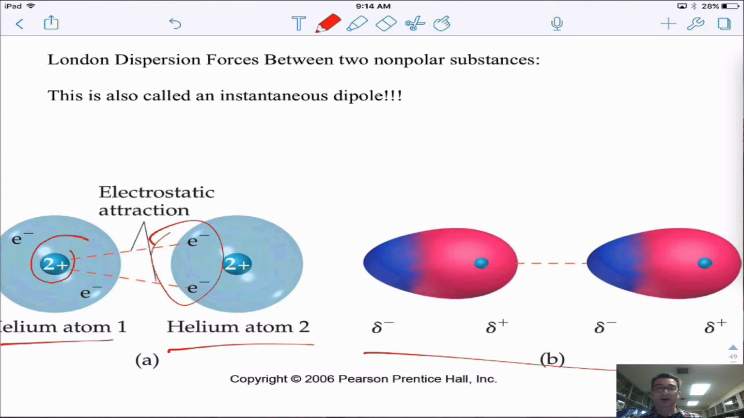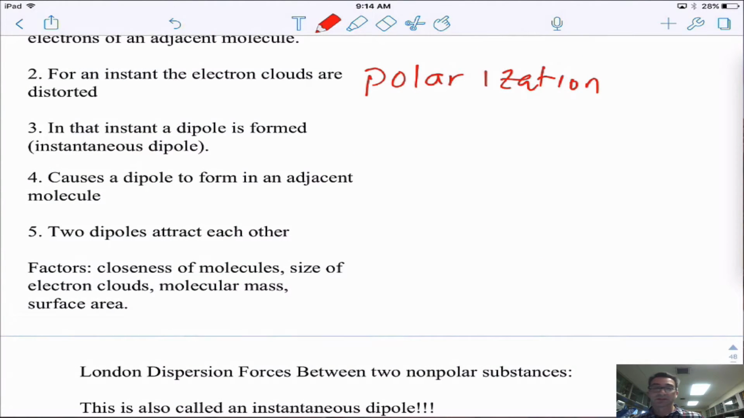This is like an on-off switch. It's polar for an instant, and then it becomes nonpolar. Polar for an instant, then it becomes nonpolar. It's going back and forth, and that is the reason why this is so weak. What we see is that when the molecules get close to each other, the forces increase. And what we also see is that the bigger the molecules or atoms, the stronger the London dispersion forces are.